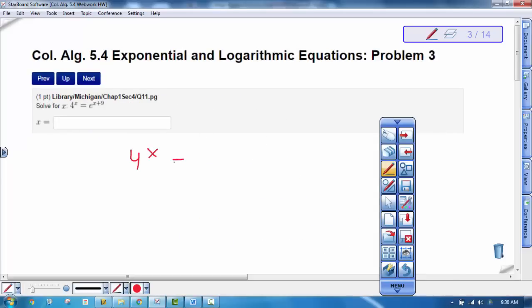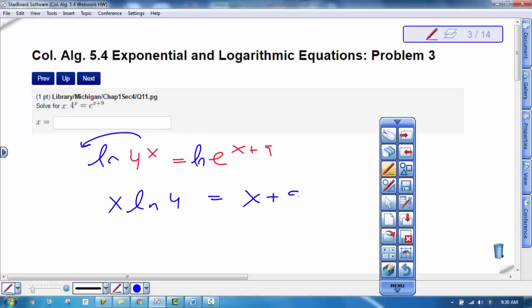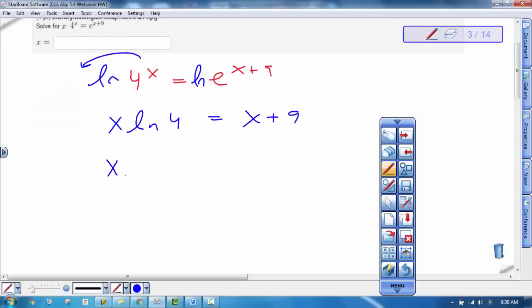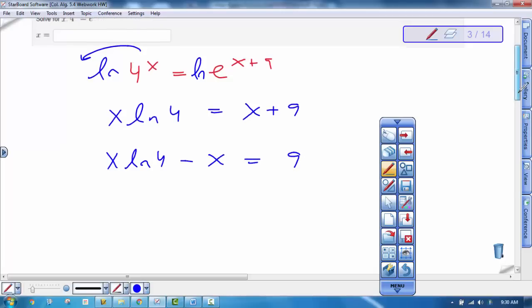Okay, the next problem then: we have 4 to the x equals e to the x plus 9. I would take the natural log of both sides, probably, because I know that gets rid of this e. And I can bring the x down, so I end up with x natural log of 4, one of our exponent properties, equals x plus 9. And I've got to get the x's together because I need to factor them out. So I have x natural log of 4 minus x equals 9.